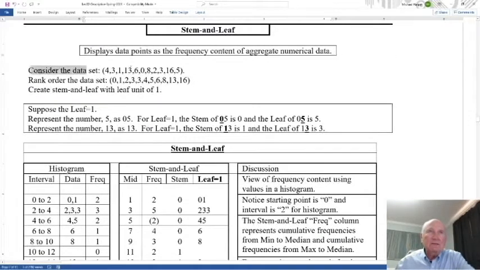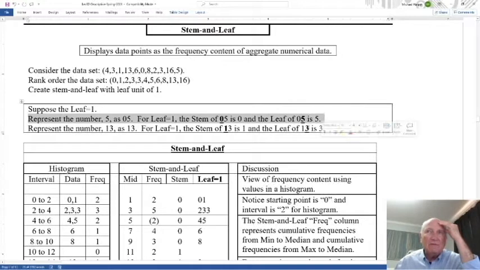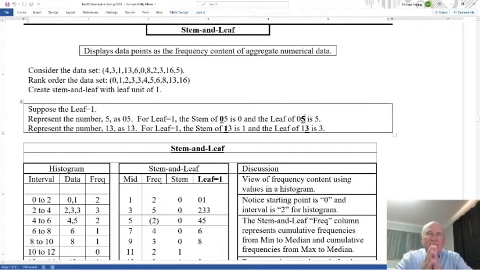Okay, again, consider the data set, rank order the data, and create a stem and leaf with a leaf unit of 1. Well, what does leaf mean? Suppose the leaf equals 1. Now let's take one of these numbers. Let's take this number right here, 5. Represent the number 5 as 0, 5. For a leaf of 1, the stem of 0, 5 is going to be 0, and the leaf of 0, 5 is going to be 5. And so the units digit, a leaf of 1 is a units digit, that's 5. The stem is 1 to the left of the units digit. Since we're base 10, that's going to be 10.